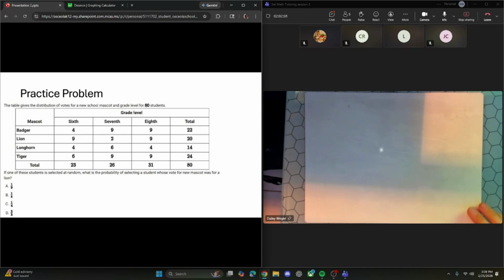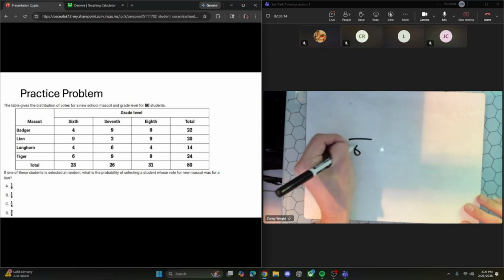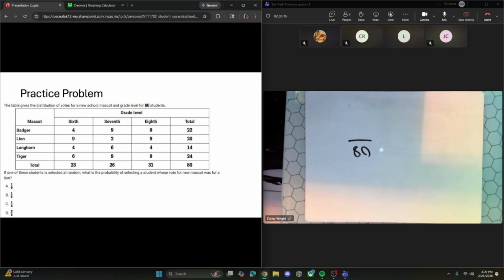So out of the 80 students, there's no given. It says if one of these students is selected at random. That's your important part. That tells you that there's no given, because it doesn't say "given that" something on the end. So your total is going to be over 80. What is the probability of selecting a student whose vote for a new mascot was for a lion?